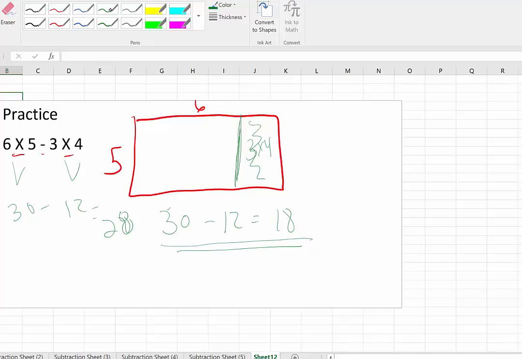So there you go, folks. Here's a way that you can show in a conceptual understanding the order of operations and begin to unravel this thing that we call PEMDAS.